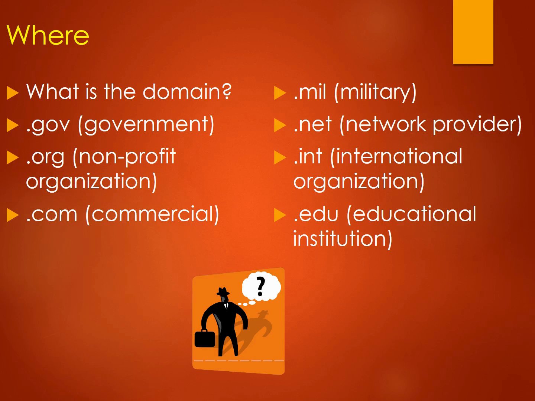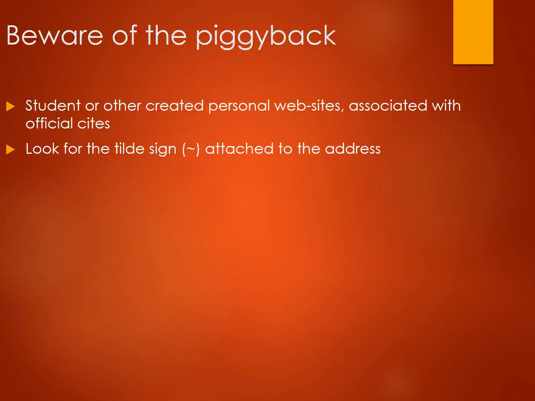Think about the domain. Is it .gov? Those are usually some good sites to go to. .edu for education, .org, a nonprofit organization, or is it commercial? .com, .net, .mil, .int. Those are things you should be looking at. Keep in mind, if they have the tilde sign attached to the address, it could be just a piggyback where some other person created a personal website that's associated with something official, but it still really isn't an official site.